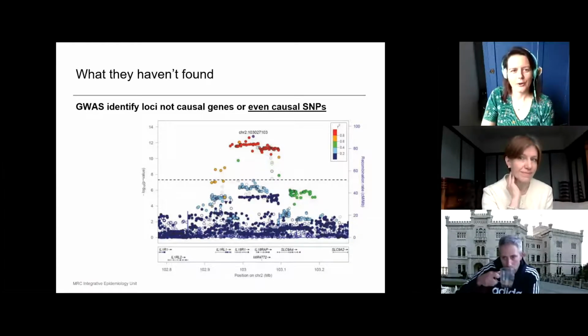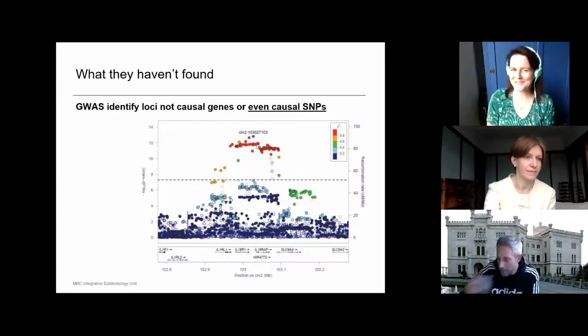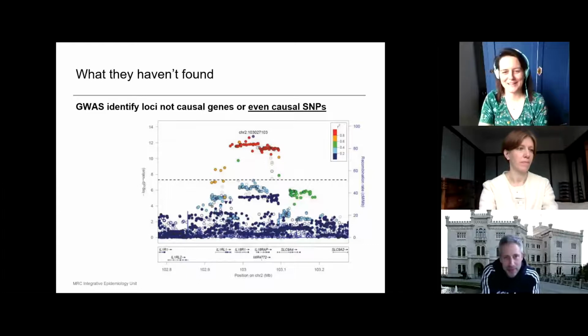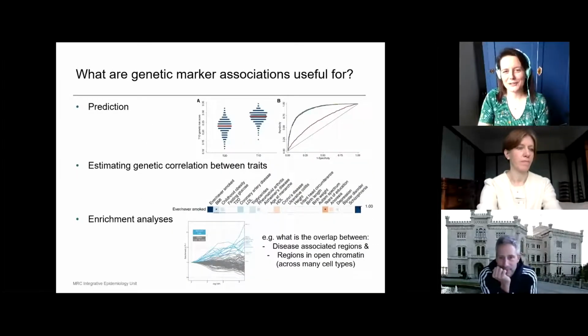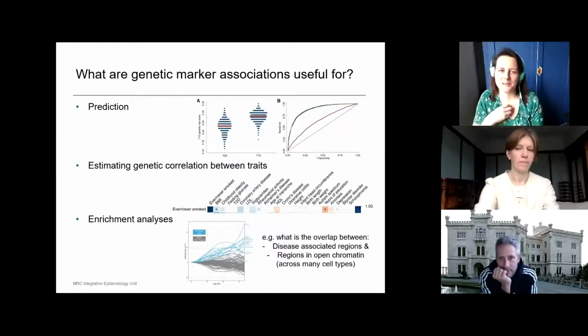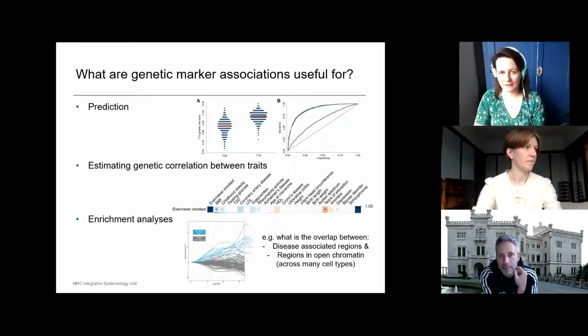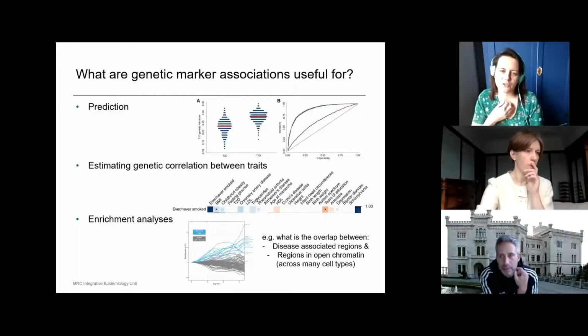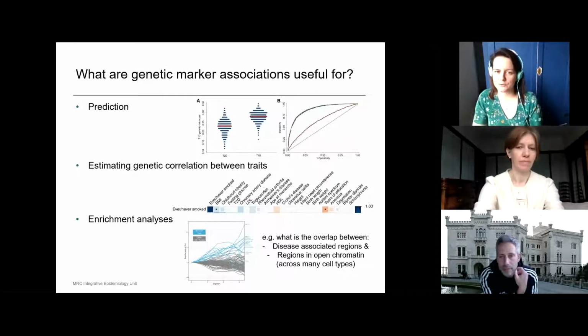Okay. All right, so that's the bad news, if you like, of what GWAS can't tell us immediately from the findings. But actually, there's a lot that they can tell us. So I've put a few examples here of what genetic marker associations can be useful for, even if you don't know the underlying causal variant. One thing is prediction. And although for eczema and many traits I've worked on, we haven't quite got to a position yet where genetic variants are useful for prediction, for some diseases they have.